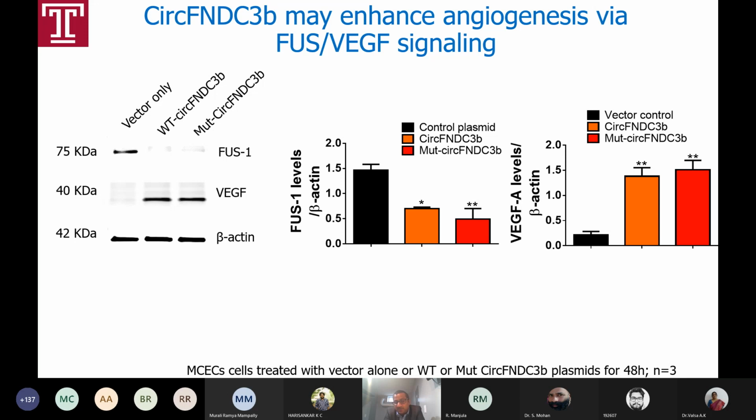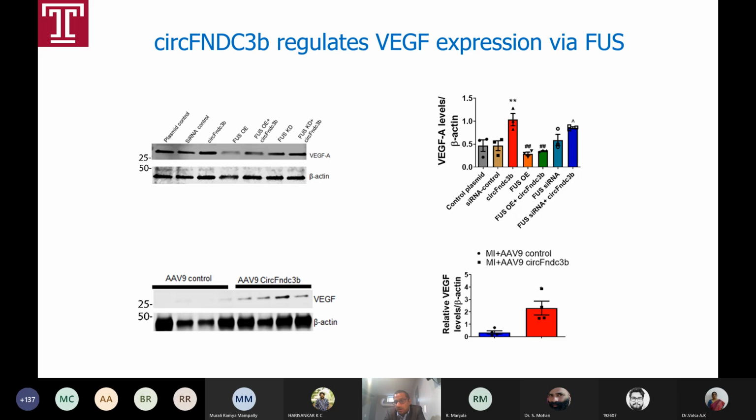Circular RNA significantly reduced FUS levels and increased VEGF levels, as we saw in the previous experiments. We also confirmed it by either overexpression or underexpression of FUS. Again, this is a busy slide, but FUS overexpression reduced the VEGF levels, and overexpression in the presence of circular FNDC3B blunted this effect on VEGF levels. So this suggests that circular FNDC3B interacting with FUS is regulating VEGF levels. We also found in the mouse hearts that the AAV circular FNDC3B therapy increased VEGF levels in the heart compared to the controls. This suggests that circular RNA levels were upregulated after our AAV treatment, and VEGF levels are going up, and that's how we are able to see improvement in cardiac function.